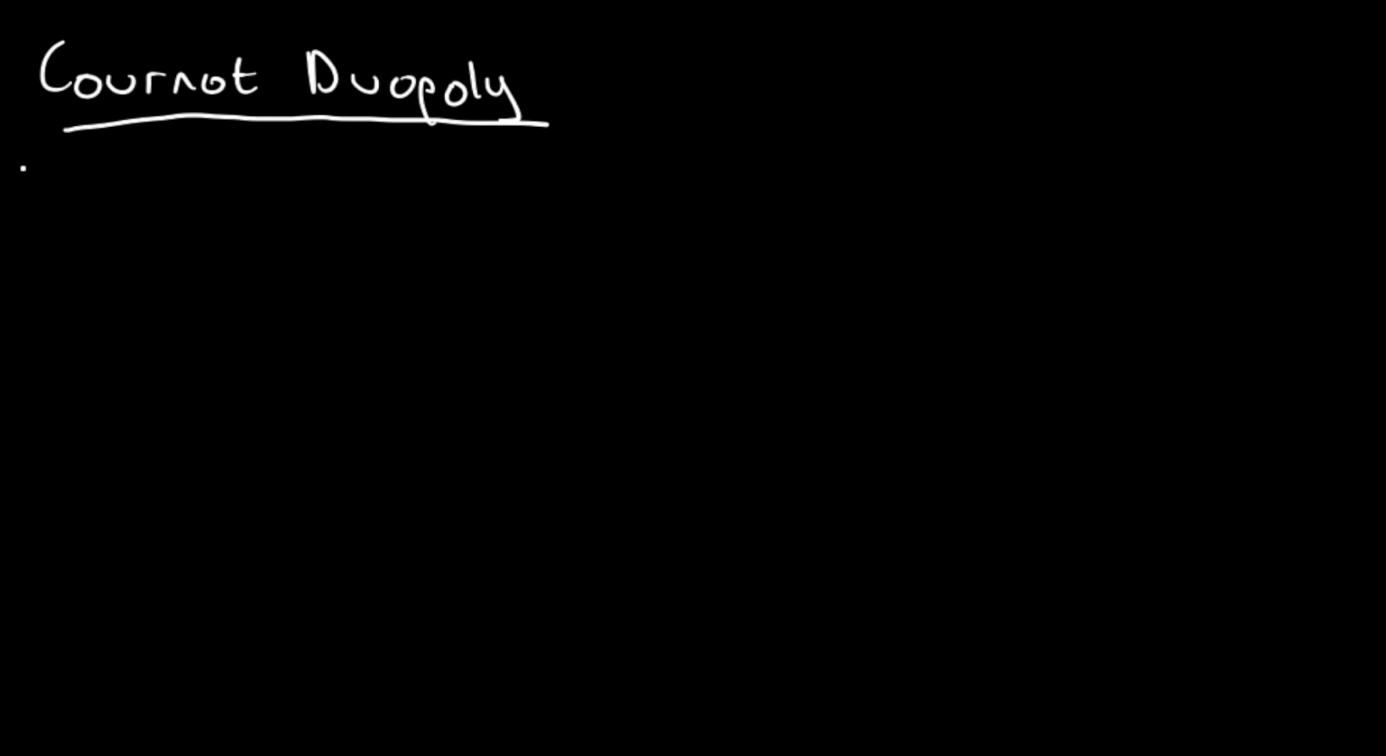Hey guys, so in this video I'm going to quickly go over a numerical example of a Cournot duopoly. I'm going to keep this quite brief and to the point, and hopefully by the end of the video you guys have a better understanding of what a duopoly is, what a Cournot duopoly is, after I go through this example. So duopoly basically means that we have two firms.